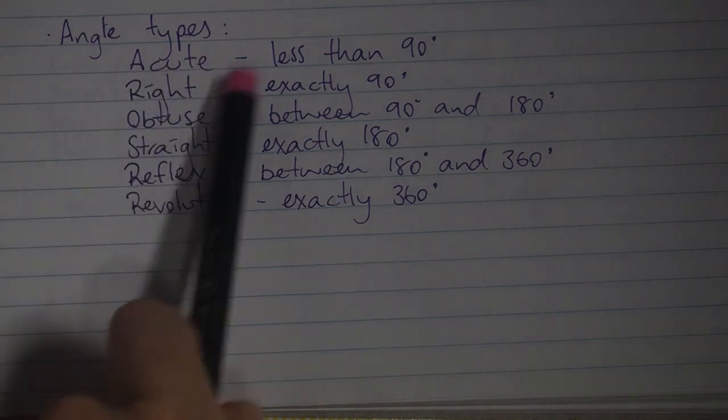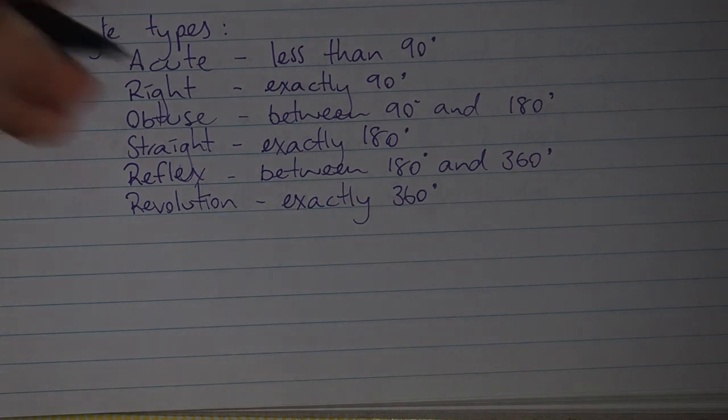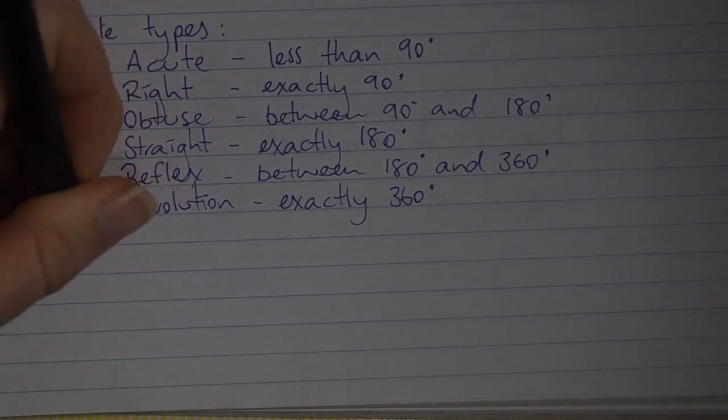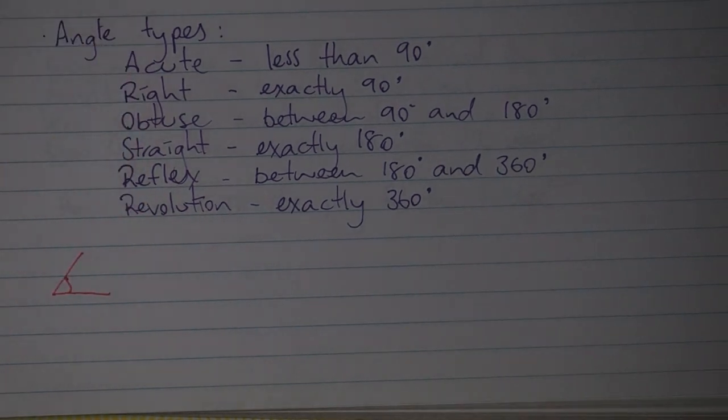So an acute angle is an angle that is less than 90 degrees. So it's an angle of any size less than 90 degrees and obviously greater than 0. It's pretty straightforward. It's, I guess, the angle you would most commonly be used to seeing.